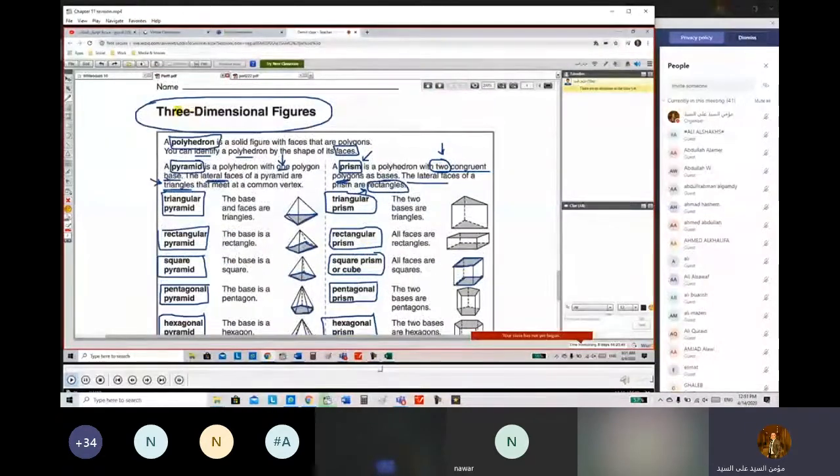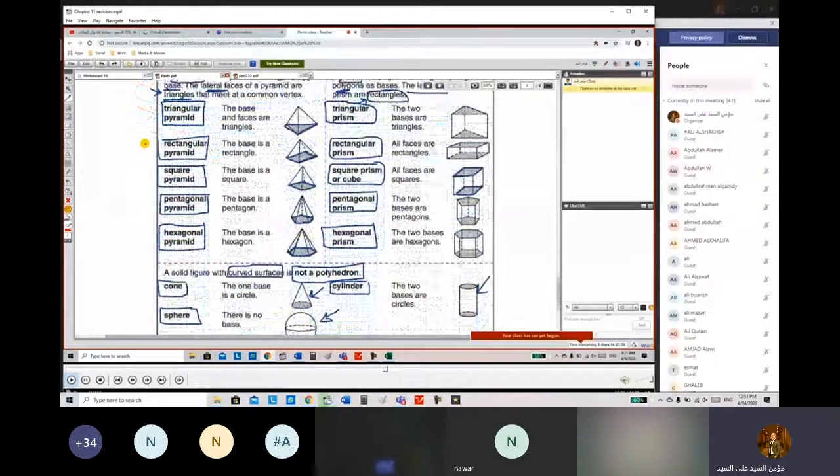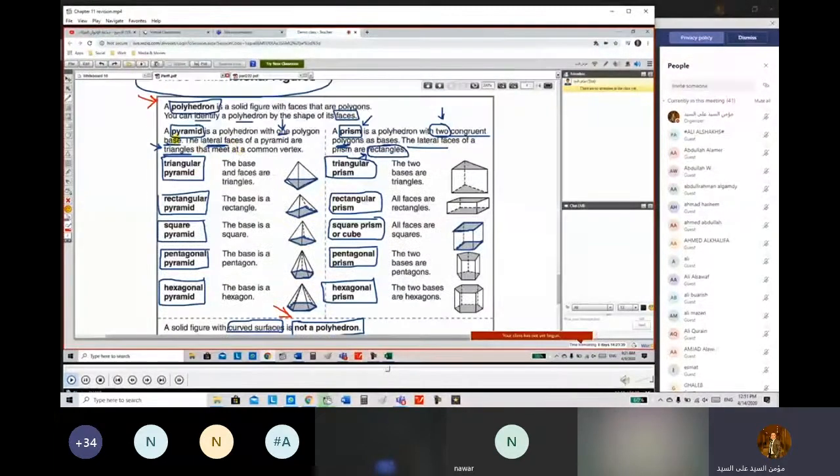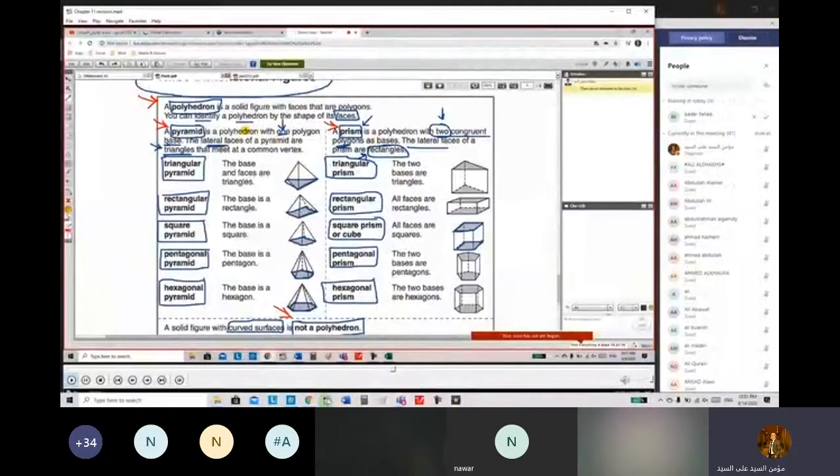We have here three-dimensional figures. Three-dimensional figures consist of two kinds. We have polyhedron and we have non-polyhedron. Polyhedron consists of two sections. We have here pyramid and prism. Okay, we have a big difference between pyramid and prism.